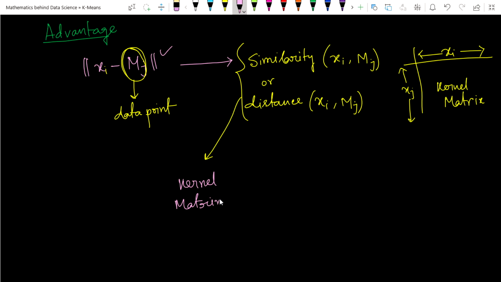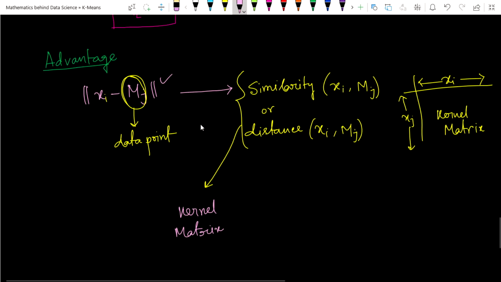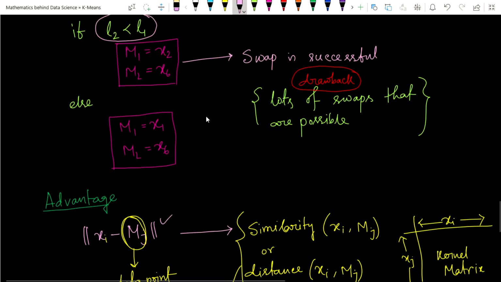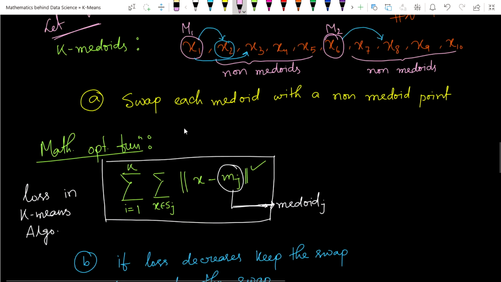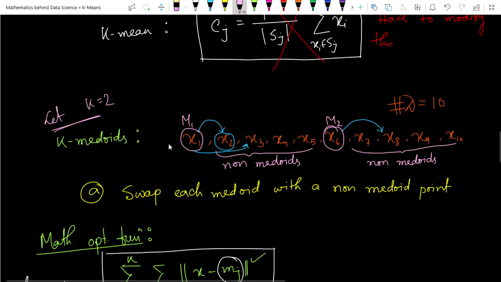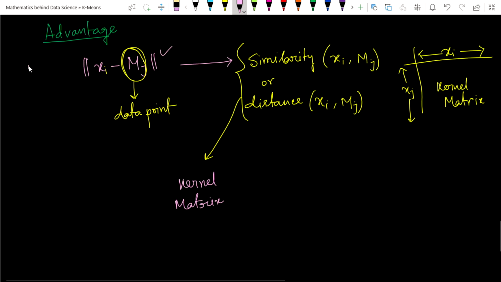These things are called the kernel matrix. If someone gives us this value, then we can easily find this value. This is one of the main advantages. If someone gives us some kernel matrices, then we can also easily find its center. But this is not possible if we use the simple k-means algorithm. In the K-Medoids algorithm, it is possible. This is the first advantage.